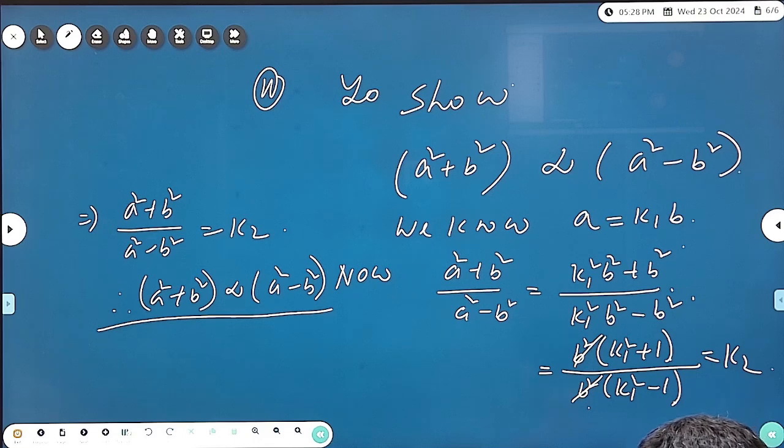You have to show a square plus b square is directly proportional to ab. So how will you start the sum? You take that ratio, a square plus b square divided by ab.